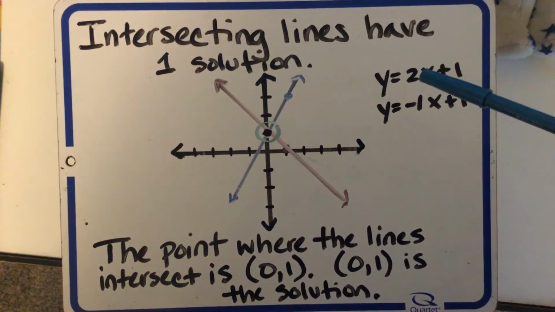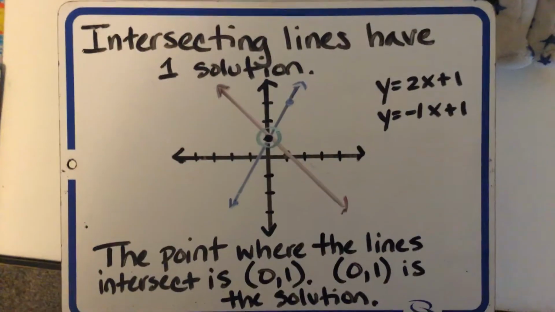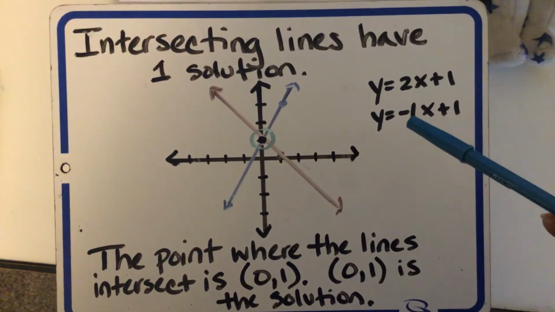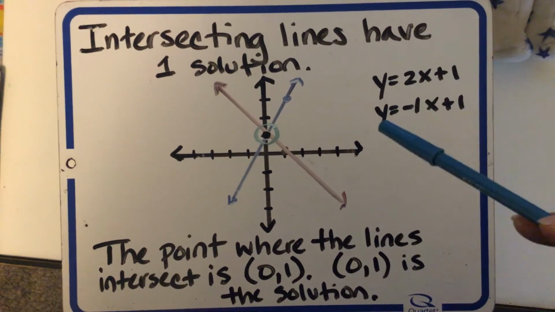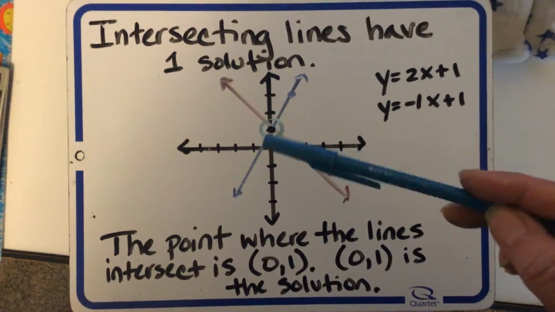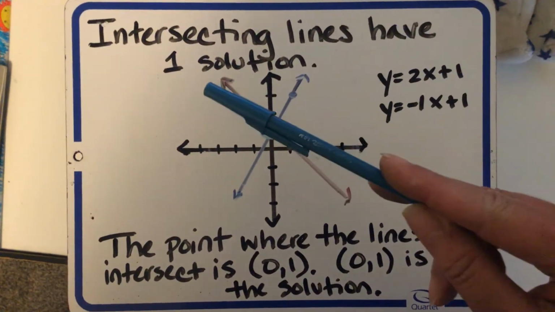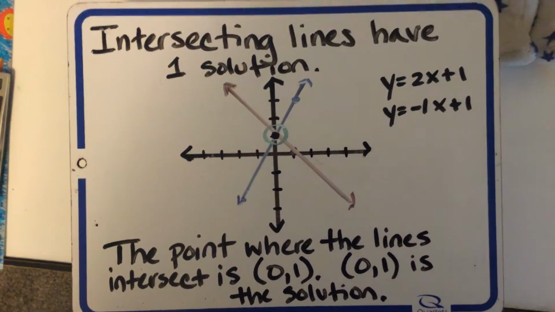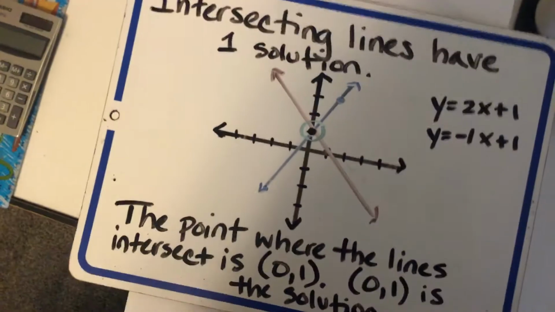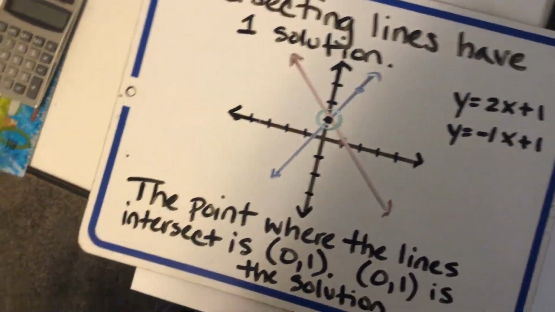2 times 0 is 0, plus 1 would give me 1. Here, if x was 0, negative 1 times 0 is 0. 0 plus 1 would be 1. Okay, so again, intersecting lines have exactly one solution, the point where they cross. All right, let's look at some other kind of lines.